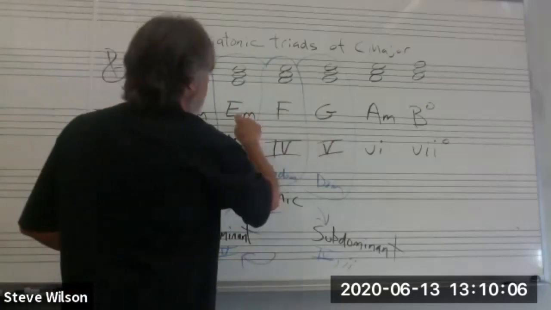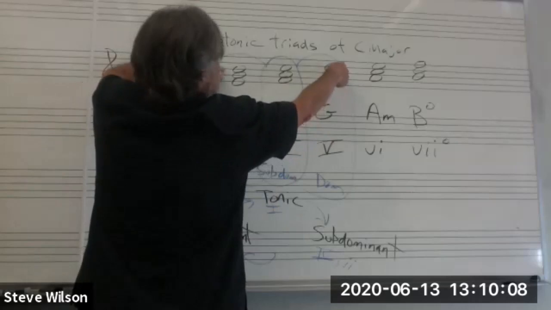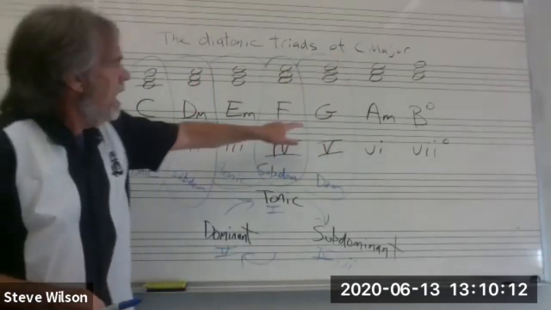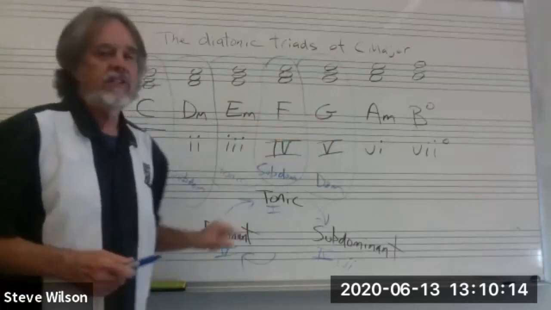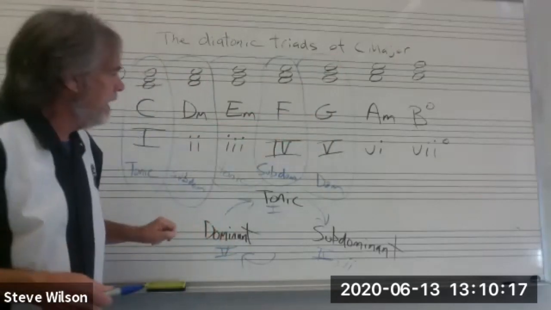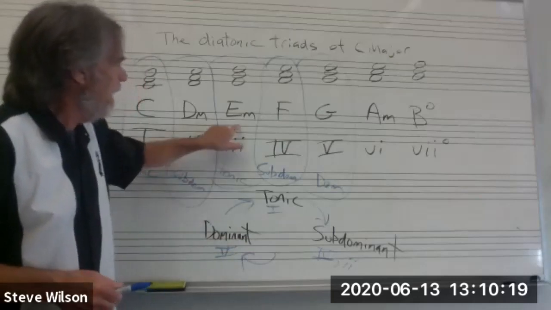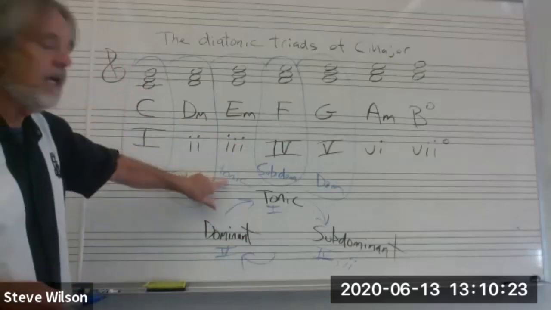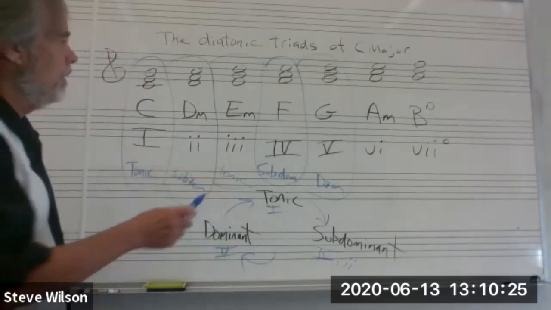Now, you may notice that E minor also has two of the notes of G major, but for reasons I can't get into today, E minor just does not work as a dominant chord. You just have to trust me on that. E minor, or the 3 chord in the key of C, functions as a tonic substitute. Okay?